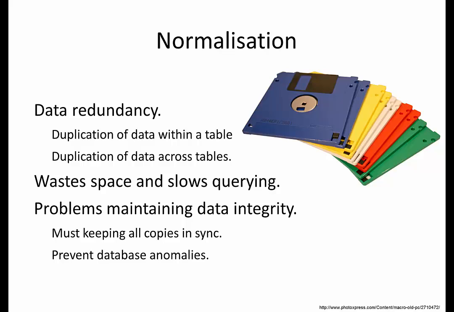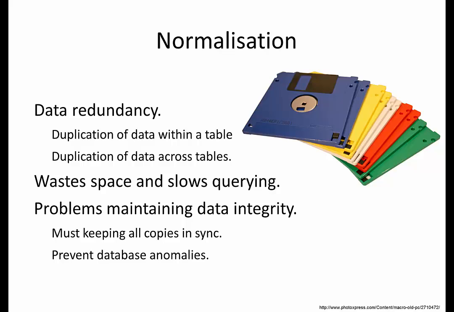Okay, normalization, right. Remember data redundancy. One of the whole purposes of the relational model is to get rid of duplication of data. Reduce the duplication of data, and duplication occurs both within a table and across tables. So you might get duplicate data information in the same table or in different tables. Why do we care? Well, it wastes space, makes bigger databases, slows querying, so it has a detrimental effect on the system working itself, but most importantly, it's about maintaining data integrity.